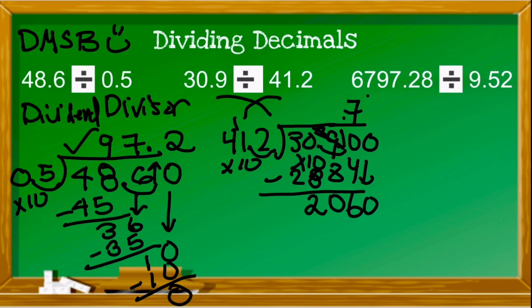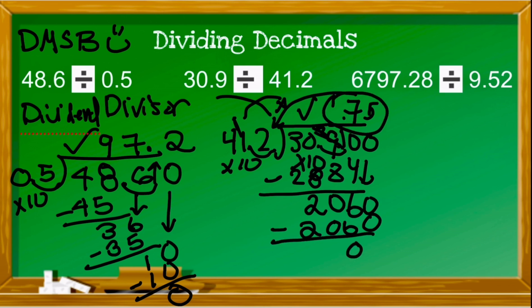Bring down that last digit of 0, and now I have 2060, and I can fit 5 groups of 412 into 2060. 5 times 2 is 10, 5 times 1 is 5, plus 1 is 6, and 5 times 4 is 20. And in this equation, the difference between 2060 and 2060 is 0, so I have no remainder. My answer is 75 hundredths.